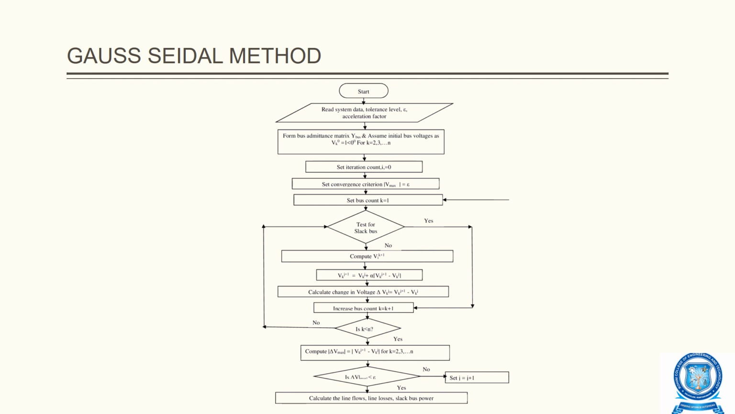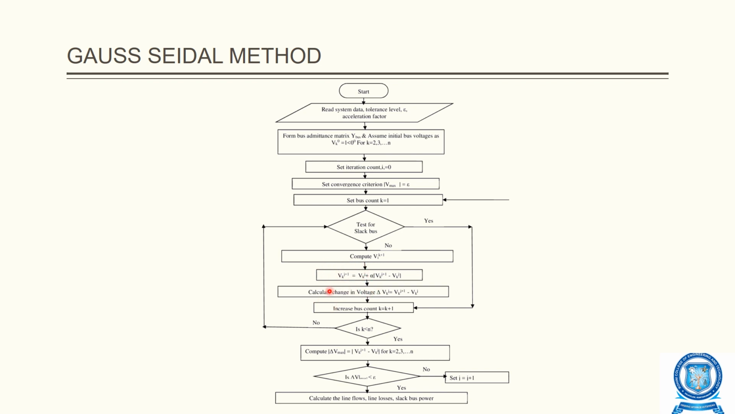If it is not a slack bus, compute Vk j plus 1, that is the new voltage value. So the new voltage value is Vk j plus 1 equal to Vk j plus a times (Vk j plus 1 minus Vk j). So calculate the change in voltage. How will you calculate? Just subtract these two voltages. So del Vk j is equal to Vk j plus 1 minus Vk j. In the previous step you calculated Vk j, and the next step is you need to calculate Vk j plus 1.